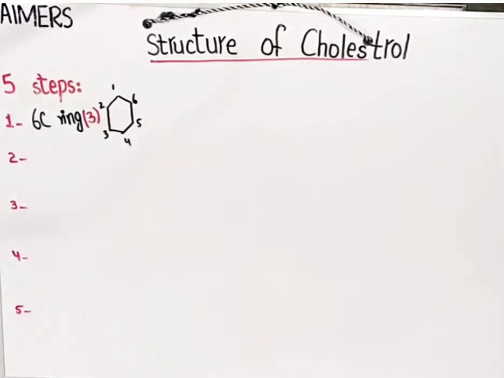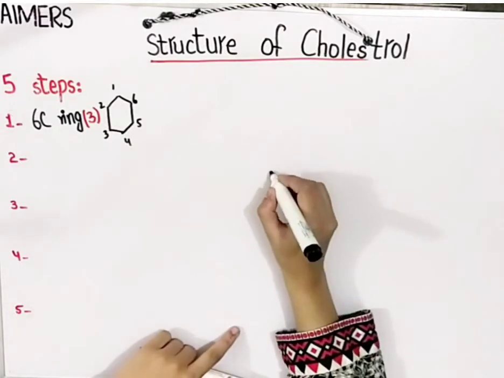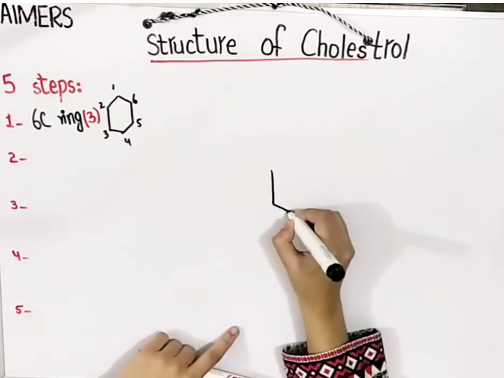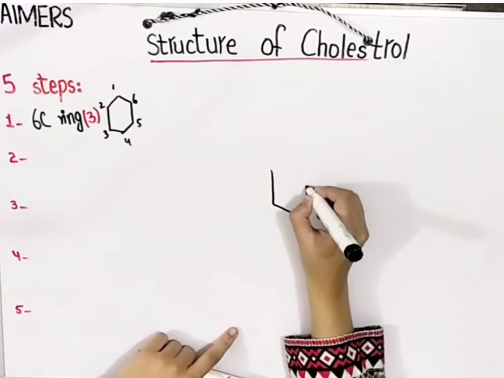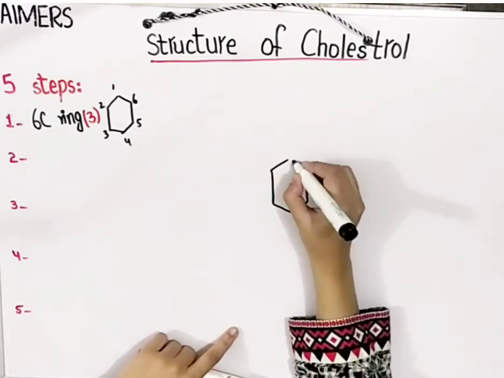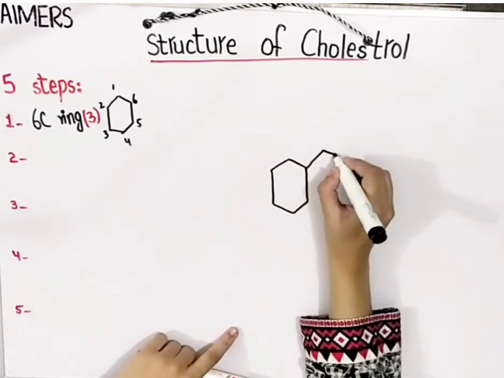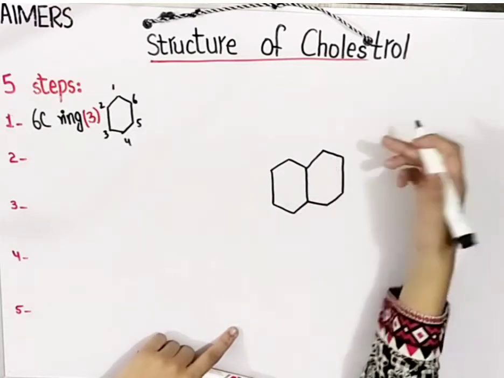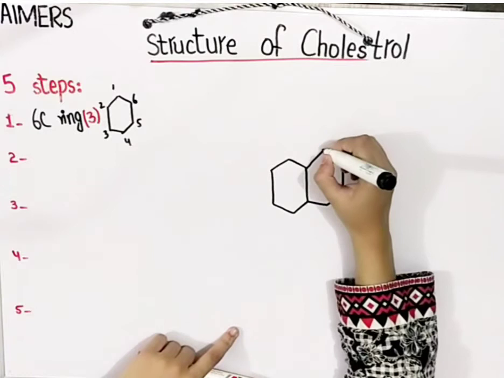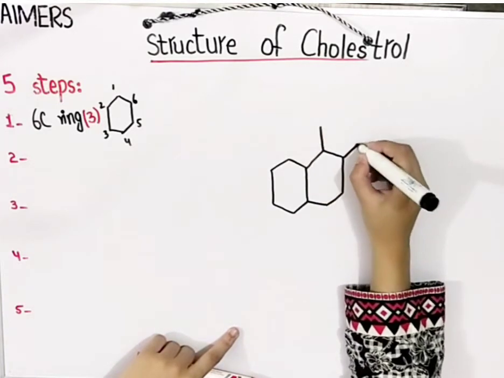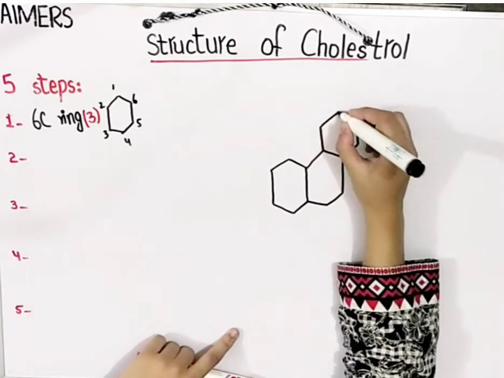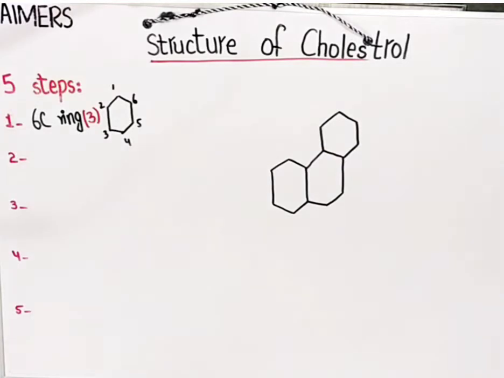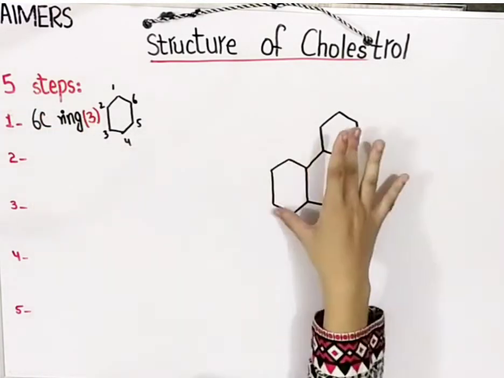So let's draw, and please you should also draw with me so that you may understand how to draw. So firstly we have 1 6 carbon ring over here like this. Then we have another 6 carbon ring over here like this, and the third 6 carbon ring is above the second ring like this. Okay, so we have drawn 3 6 carbon rings.